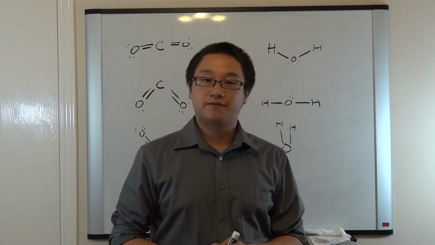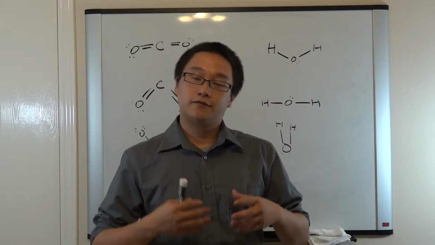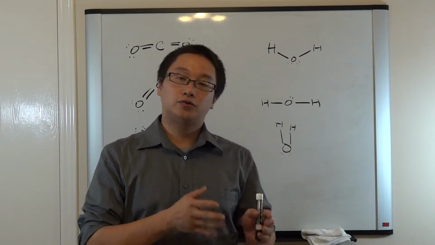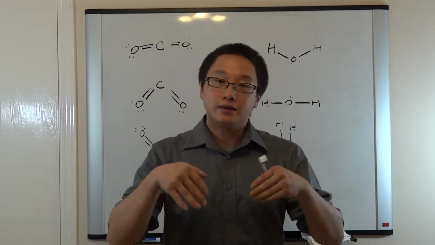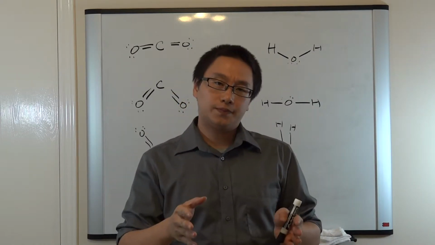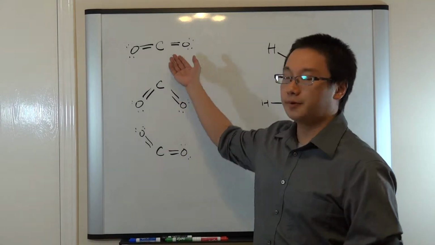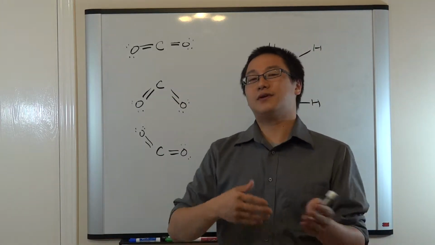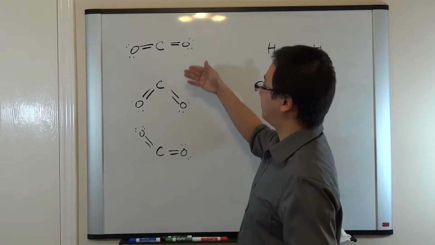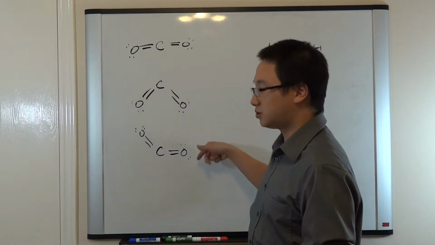Hi, welcome back to part 5 of learning how to draw Lewis dot structures. If you watched the previous parts, you should already know how to draw a Lewis dot structure. In part 1 we talked about drawing the carbon dioxide Lewis dot structure, and at the very end of the tutorial, we talked about how this is the only structure possible, and we are not going to draw these two.